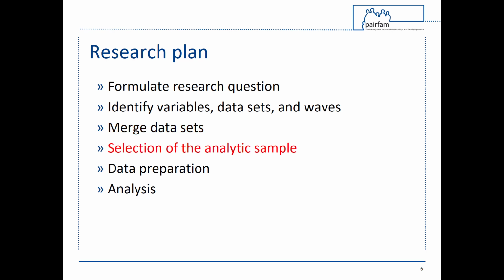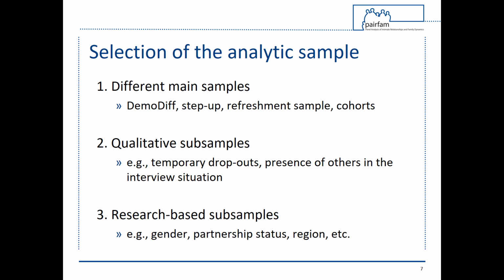After you have successfully merged the relevant datasets that cover your variables of interest, it's time to refine the analytic sample. As the anchor datasets are comprised of different subsamples, you will first need to consider which samples you want to include or exclude from your analysis. Do you want to include the demo diff, step-up, and refreshment samples? Do you plan to run your analysis over all birth cohorts, or maybe separately for each cohort?